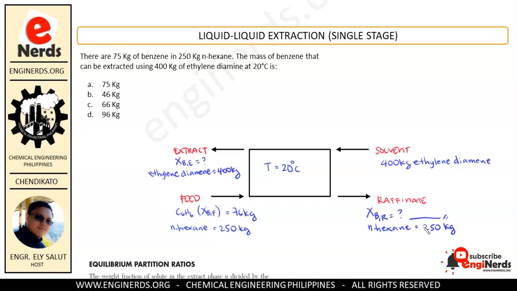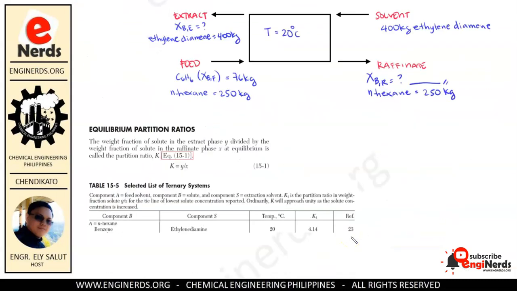So, in this case, we need to use our handbook to get the value. I will use the 7th edition of Perry's. In table 15-5, you will see this. Our feed solvent is N-hexane and our solute is benzene. And our extract solvent is ethylene diamine at 20 degrees Celsius. So, this is exactly what we are looking for. This is our partition ratio. Our partition ratio here, K, is equal to 4.14.